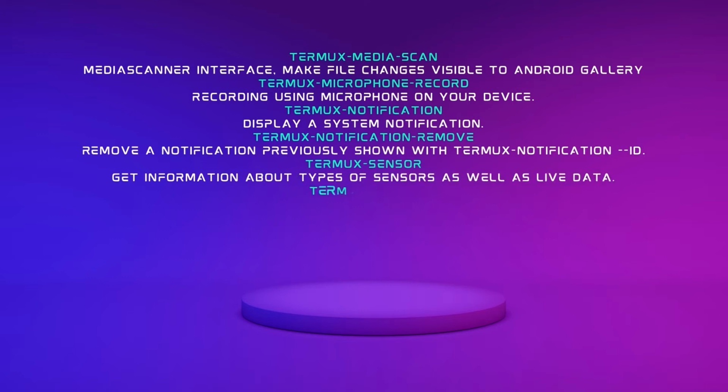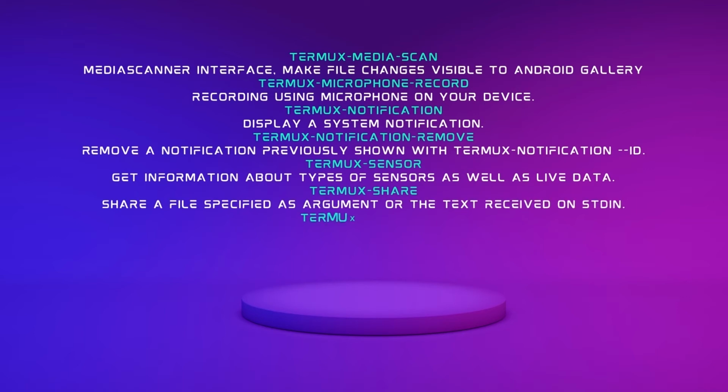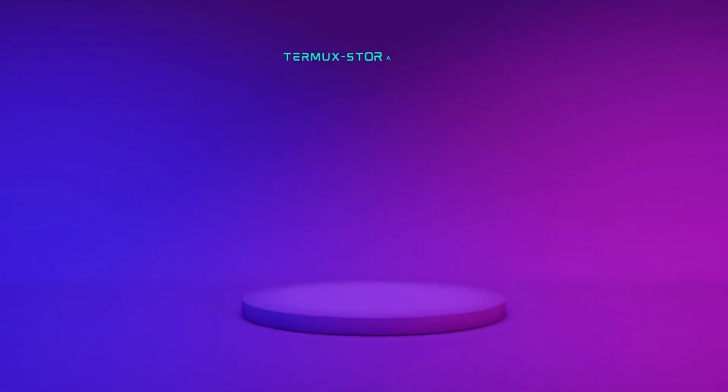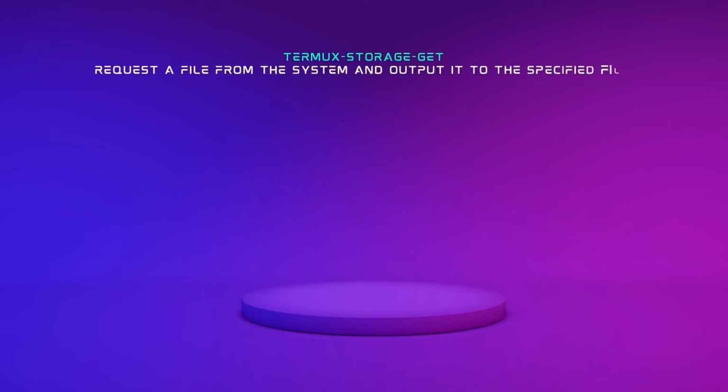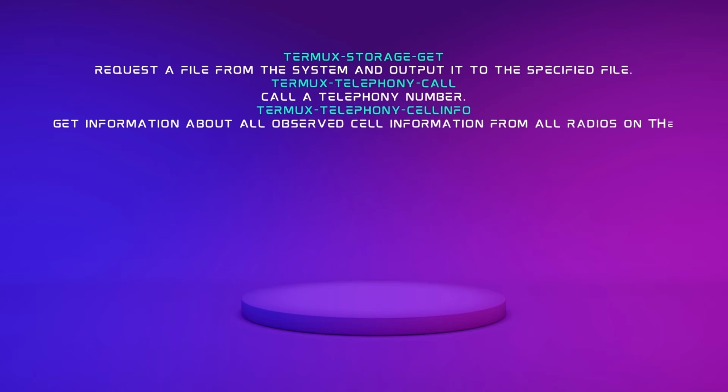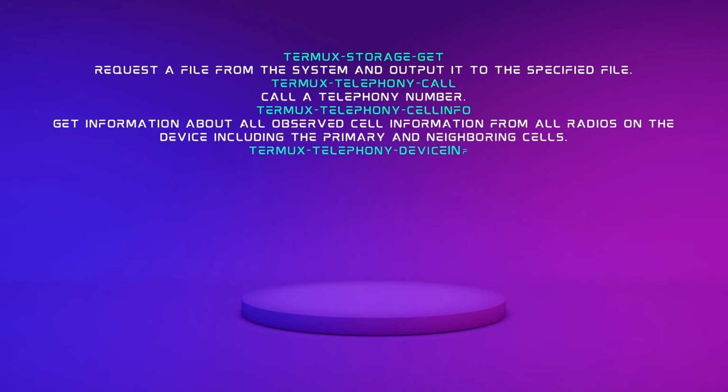Termux share: share a file specified as argument or the text received on STDIN. Termux SMS list: list SMS messages. Termux SMS send: send an SMS message to the specified recipient numbers. Termux storage get: request a file from the system and output it to the specified file. Termux telephony call: call a telephony number. Termux telephony cell info: get information about all observed cell information from all radios on the device, including the primary and neighboring cells. Termux telephony device info: get information about the telephony device.